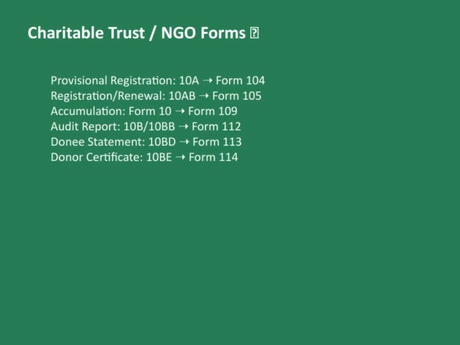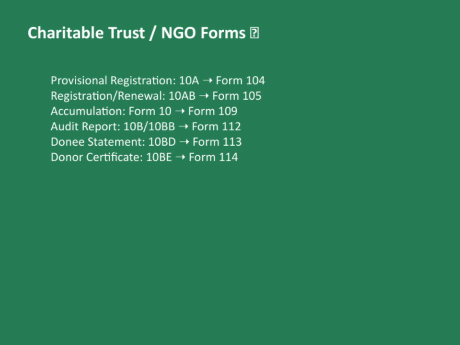Let's take a look at some of the key forms involved in the registration and compliance process for charitable trusts and NGOs. First, for provisional registration, we use Form 10A, which corresponds to the application process using Form 104. This is an initial step to get recognized. Next, when it comes to registration or renewal, the form to remember is 10AB, which is filed through Form 105. This helps ensure that the trust remains compliant and properly registered over time.